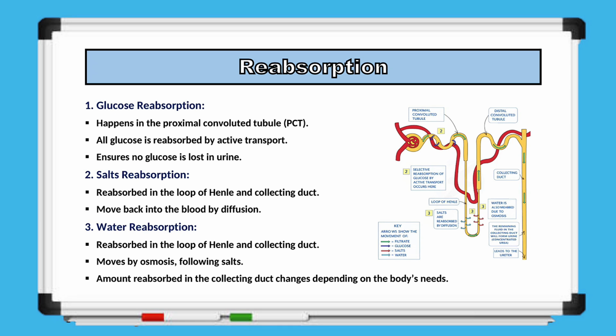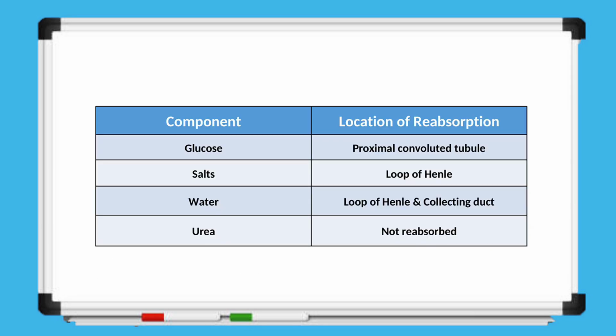Next, we have salts, which are reabsorbed primarily in the loop of Henle and the collecting duct. Salts move back into the blood by diffusion, helping the body maintain a proper balance of electrolytes. Finally, water is reabsorbed in both the loop of Henle and the collecting duct. Water follows the salts by osmosis, and the amount reabsorbed in the collecting duct adjusts according to the body's needs. This process is crucial for maintaining overall water balance and producing urine with the right concentration. So, if we look at the main components of reabsorption, we can see how the nephron handles different substances.